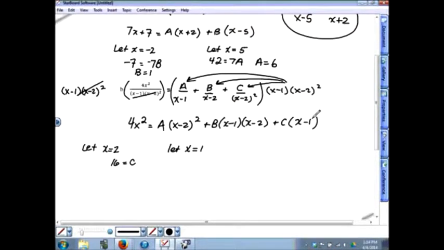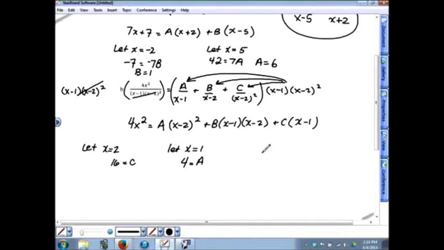If you take a look right here, 1 minus 1 is 0, so the c term disappears. And then over here for b, 1 minus 1 is 0. 0 times b times x minus 2, that disappears to 0. So over here on the left side, if x equals 1, 1 squared is 1 times 4 is 4. And then over here, 1 minus 2 is negative 1, but negative 1 squared is 1. 1 times a is a. So a equals 4.